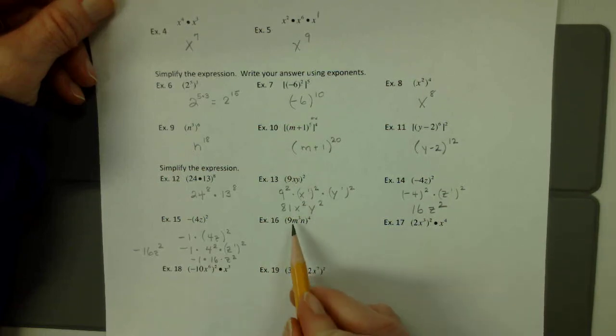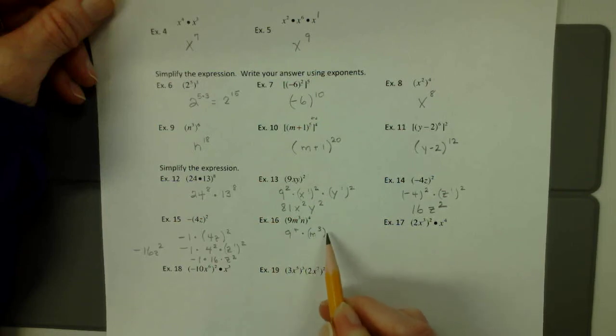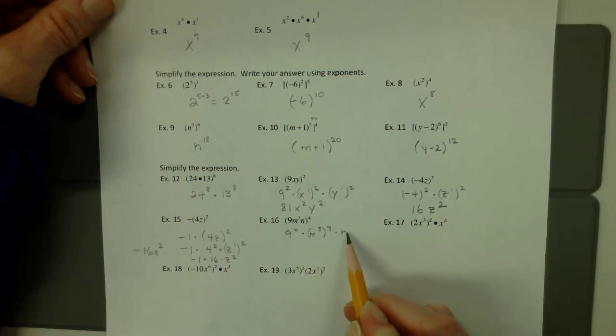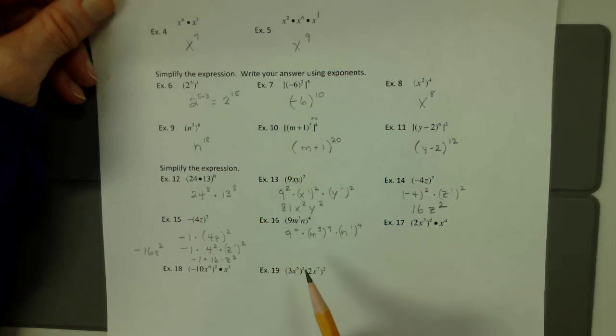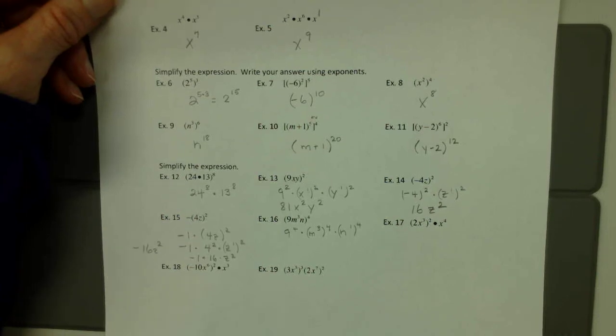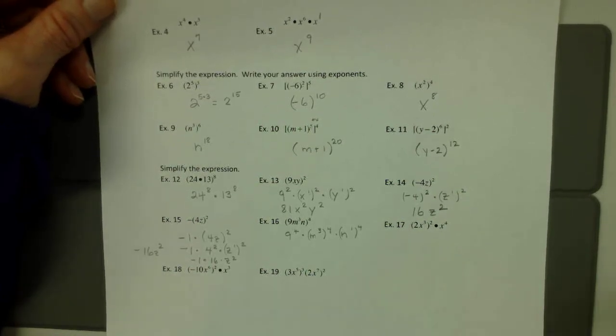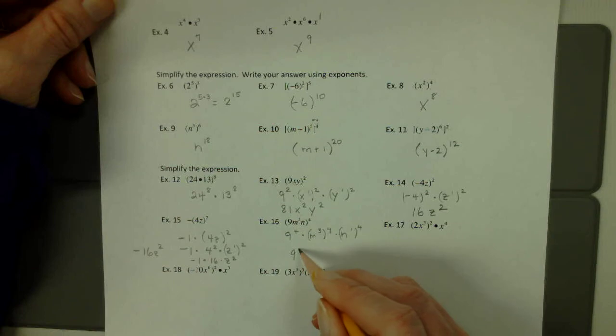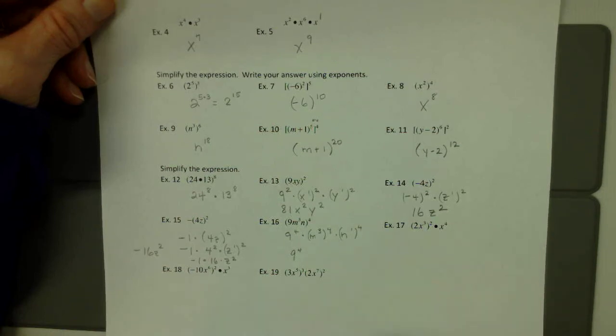Okay, here we're going to take 9 and raise it to the 4th power. We've got m to the 3rd, we want to raise it to the 4th power. And we've got n to the 1st, and we want to raise it to the 4th power. Okay, 9 to the 4th, 9 times 9 is 81, times another 9 is 729, times another 9. It'll be pretty large. I'm just going to leave that as 9 to the 4th. If I had a calculator, we could do that. Here I'm going to apply my rules for exponents. So that's going to be m to the 12th, and this would be n to the 4th.